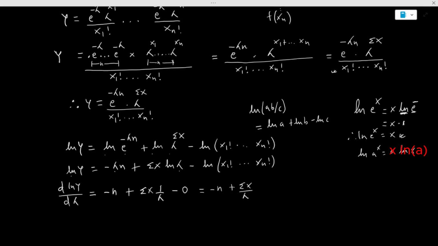Now to maximize, we need to set our first order derivative to 0. So if this is 0, then we have summation x divided by lambda, and this should be equal to plus n. If we operate cross multiplication, then we get lambda is equal to summation x divided by n. This is again an average, the sample mean. The lambda, when estimated using maximum likelihood estimate, is equal to the sample mean.